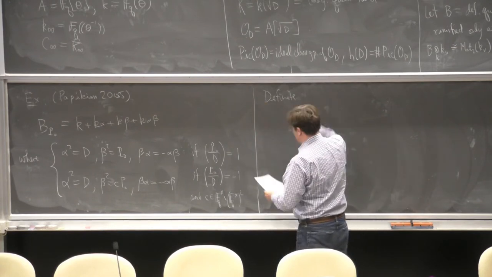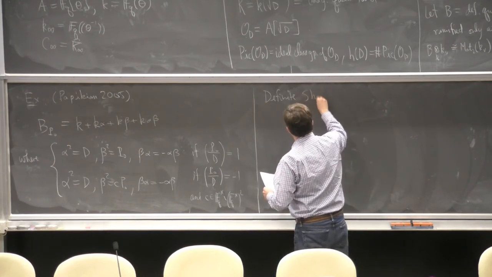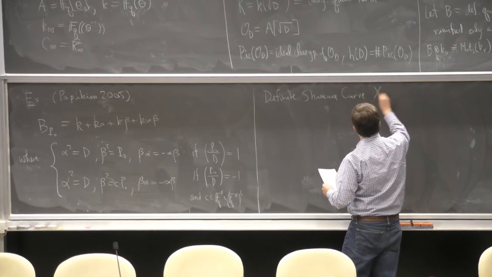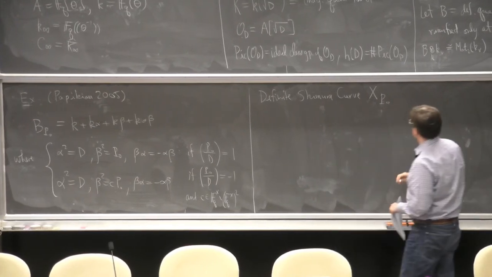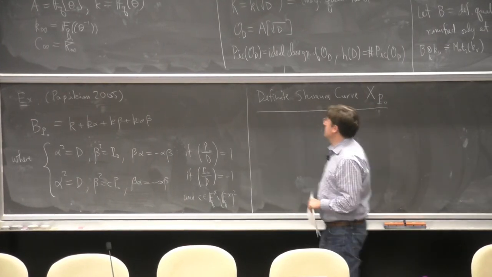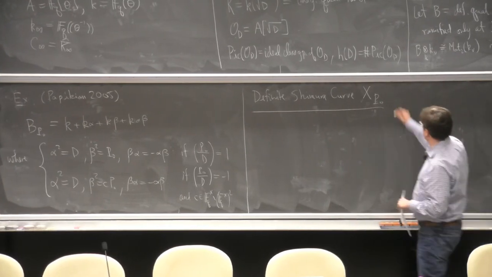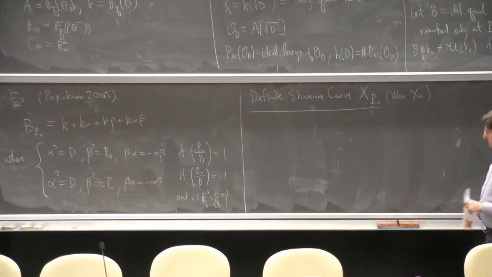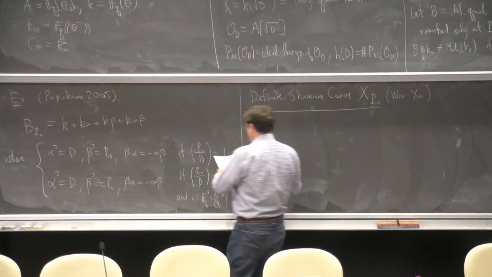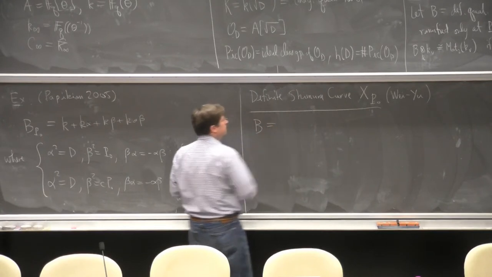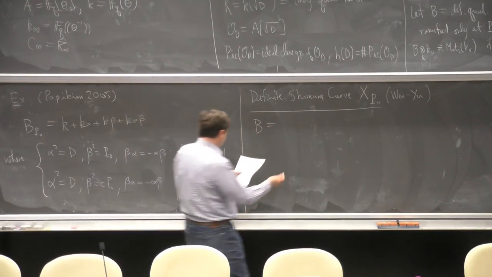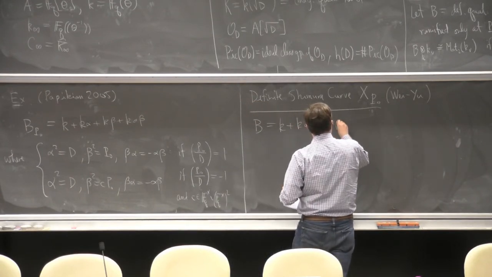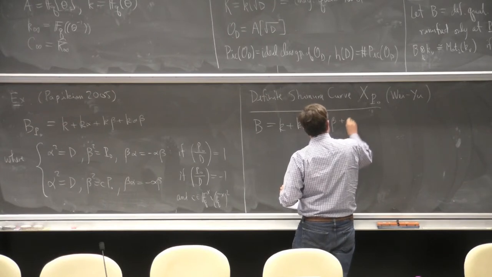Okay, so after we have such an algebra, we can talk about defining a definite Shimura curve, which we will denote X sub p naught. And so following along with Wei and Yu, they work out the following. Just in general, say we have our definite quaternion algebra, which is of the form k plus k alpha plus k beta plus k alpha beta.